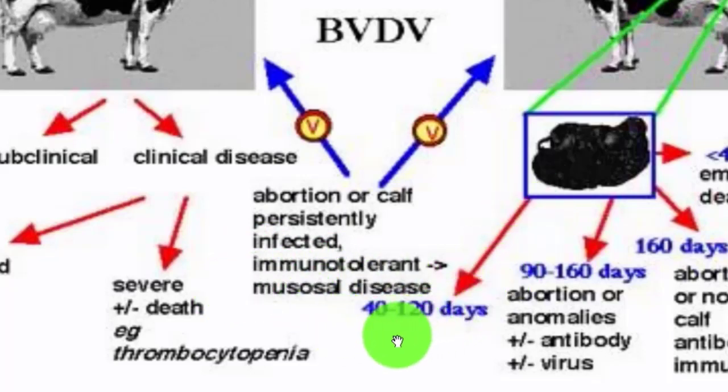Subclinical, clinical, mild, severe, death may occur, and abortion of the calf, or persistently infected, immunotolerant calves, mucosal disease. Infection at 40 to 120 days; abortion occurs at 90 to 160 days, abortion or abnormalities, antibody positive or negative. More than 160 days, birth or abortion occurs, or a normal calf, with antibody and immunity. Less than 40 days, early embryonic death.